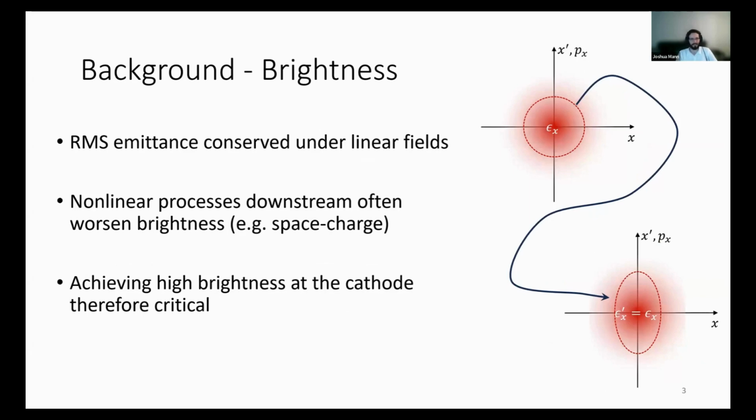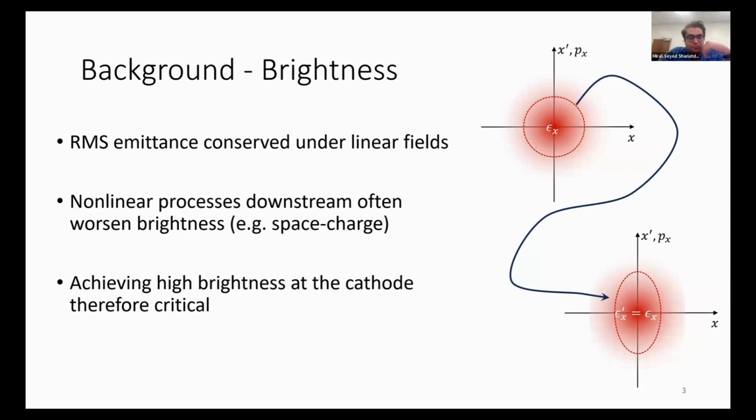And one quirk about brightness, this is really more of a quirk about emittance, is that your RMS emittance is conserved under linear fields. So if you send your beam through a bunch of quadrupoles, like a photo lattice, you'll typically mostly conserve your emittance. So for instance, we have some emittance or phase space volume here, and then we go through some process that might be really weird, but as long as it was linear, you end up with essentially the same emittance, even if it's a little bit skewed in phase space. However, linear fields are not the only things that electron beams experience. There are nonlinear processes that often worsen brightness, such as space charge.